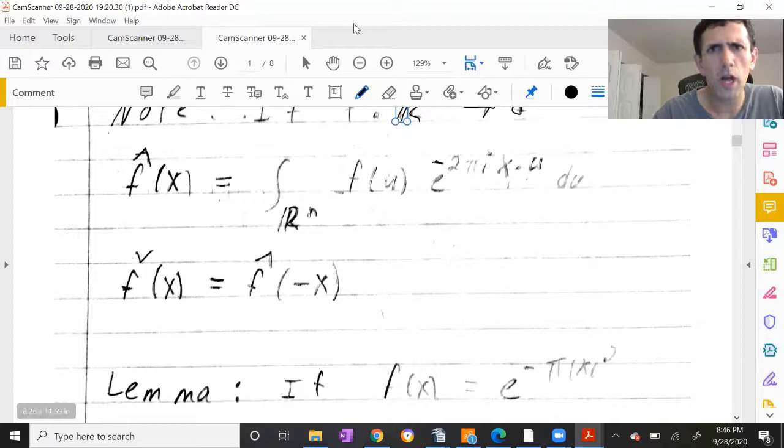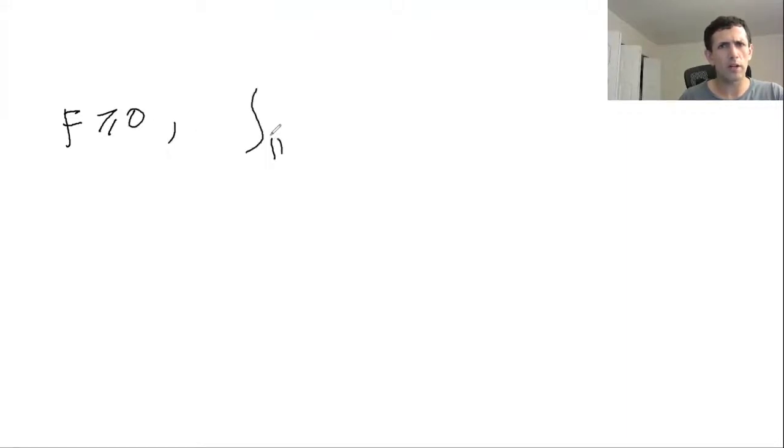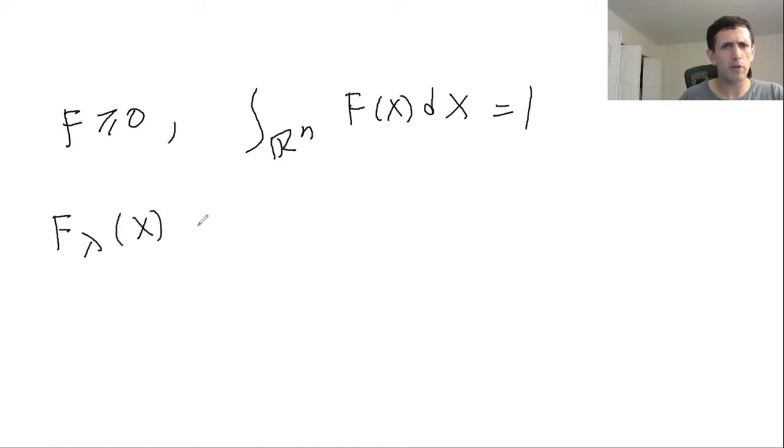Okay, so before I do anything, I want to make a little bit of a digression on approximations of the identity. So proving a lot of this will be for homework. So let's say I have f non-negative almost everywhere, f is in L1, and the L1 norm equals 1. So what I want to do is, for lambda positive, define f lambda of x to be lambda to the n f of lambda x.